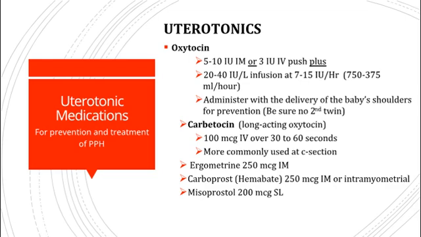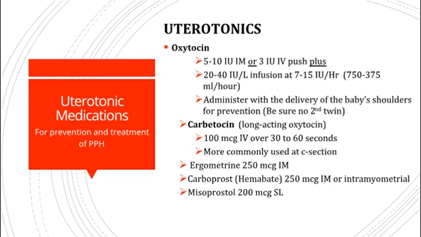Oxytocin can be administered either IM or IV. If administered IM, the dose is 10 international units. If administered IV, the dose is 3 international units. When there is ongoing bleeding or risk factors for PPH, oxytocin can also be administered in an infusion of 20 to 40 international units per liter at a rate of 7 to 15 international units per hour. To infuse this many units per hour, the IV should run at 750 to 375 milliliters per hour.